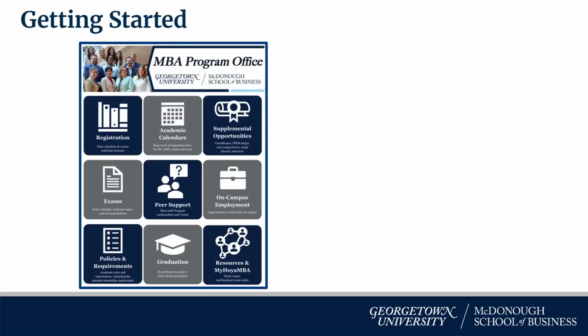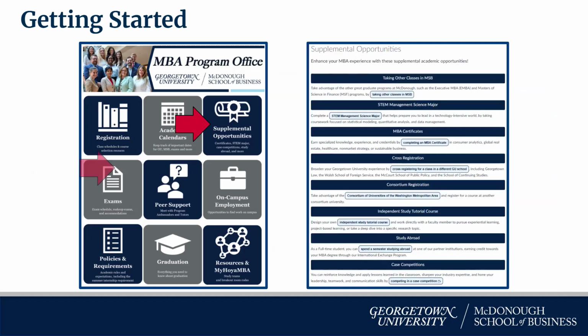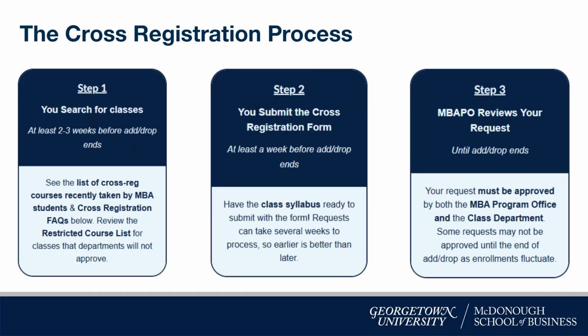If you're interested in taking a class through another department or program at Georgetown, your first stop should be the Program Office Canvas site. From the home page, navigate to the Supplemental Opportunities page, and from there, you can navigate to the cross-registration page. On the cross-registration page, you'll find a lot of important information about the process, helpful links, and more detail than will be covered in this presentation. Many of your questions about cross-registration can be answered by reading this page carefully.